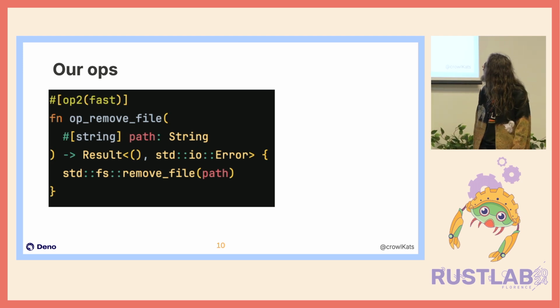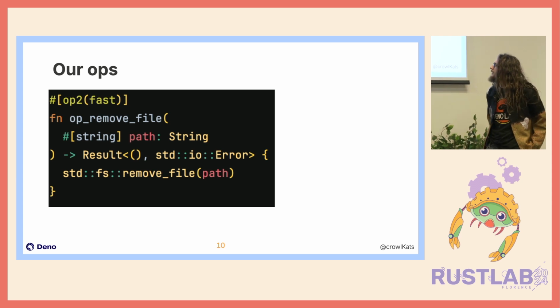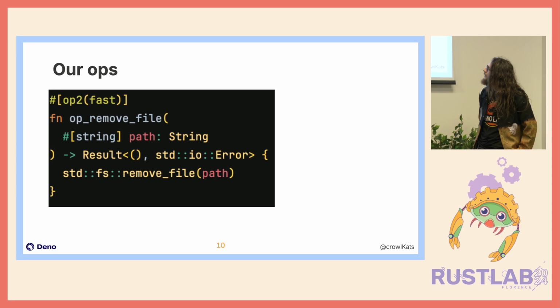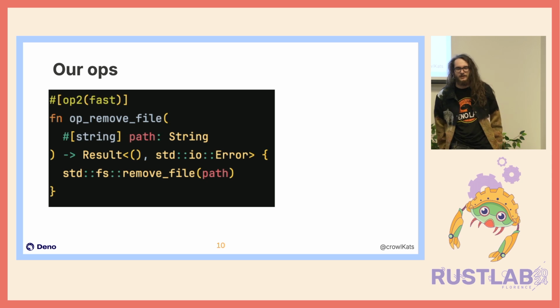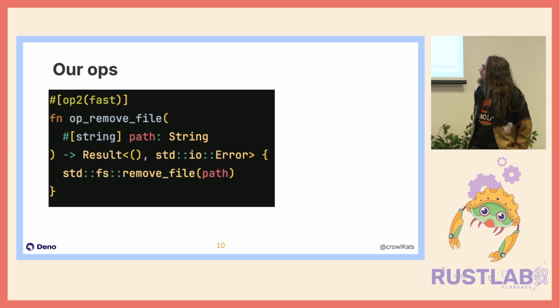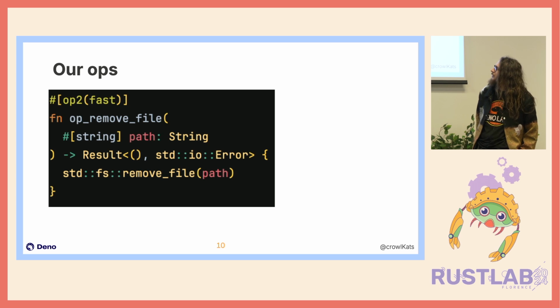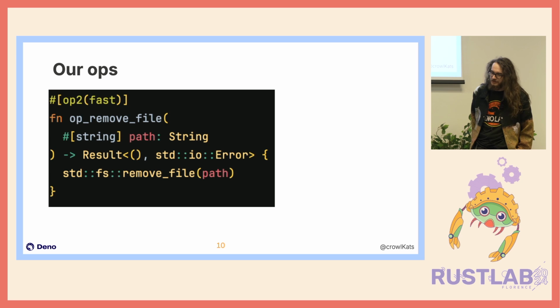So in this case, you see that we have this fast attribute on the op2 macro, and that represents that this function can be called as a fast call in V8. Fast calls are basically just an optimized path that V8 can take. We error out if a function can be fast and it's not attributed with fast. So it's basically just a safety harness to make you more aware that a function can be called as a fast function.